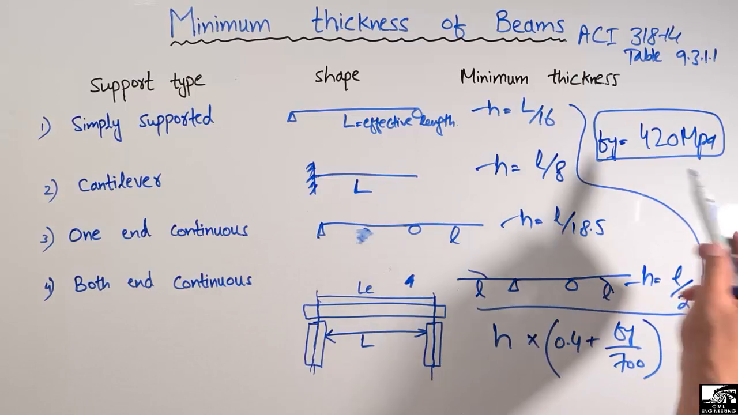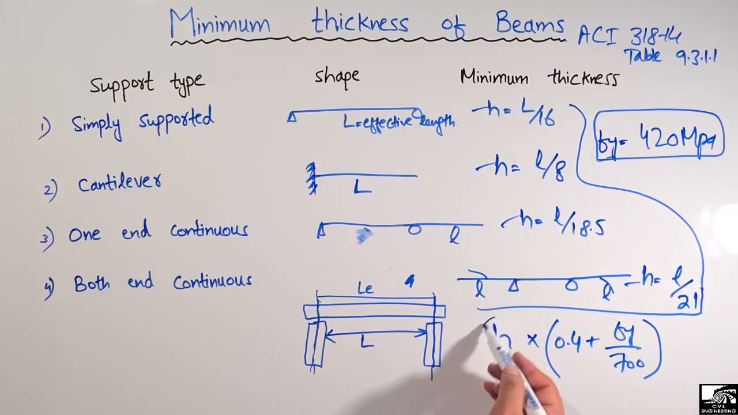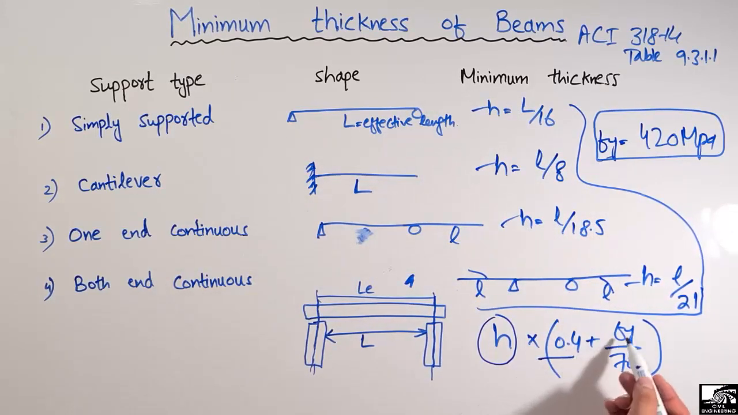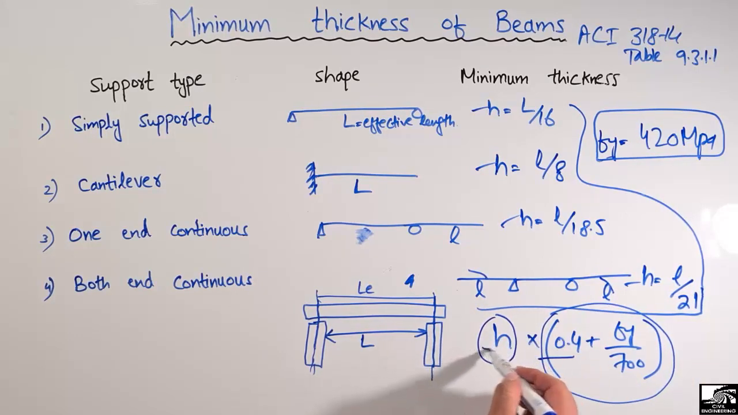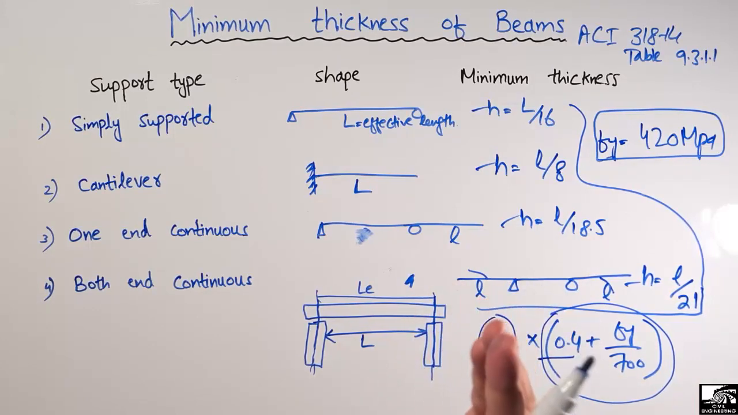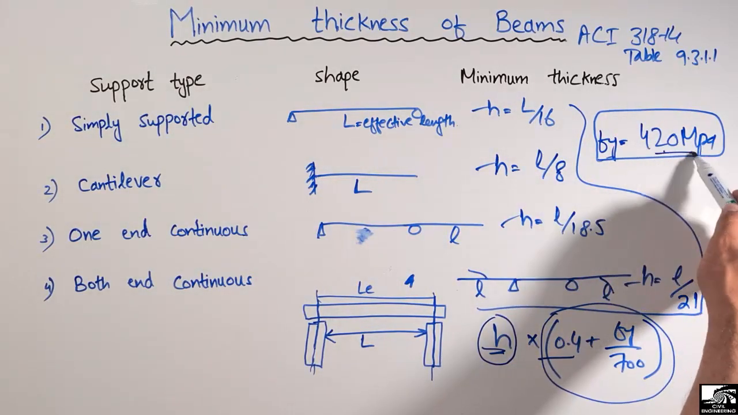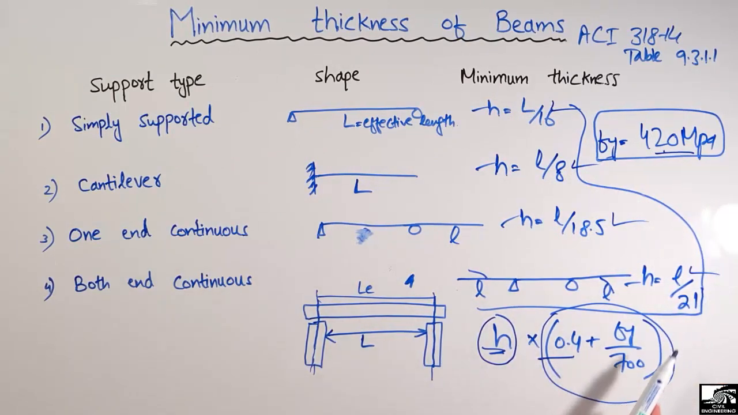Let's suppose you do not have 420 megapascal steel strength. Then we have to multiply this depth of the beam with 0.4 plus Fy, the yield strength of the steel bar, divided by 700. You should multiply this value with all the H values in order to find the minimum thickness of the beam for steel values not equal to 420 megapascal. If it is 420 megapascal, then we simply use these values. But if it is not 420 megapascal, then we have to multiply it with this factor.